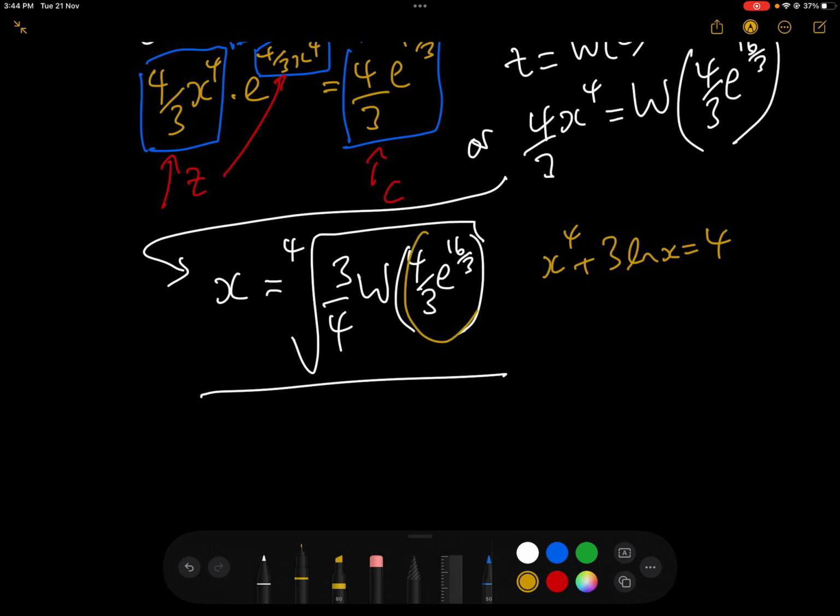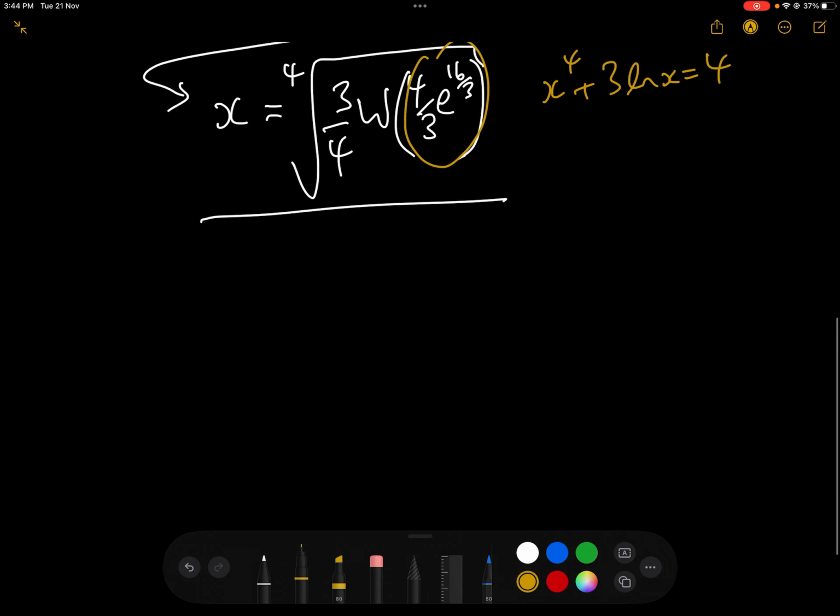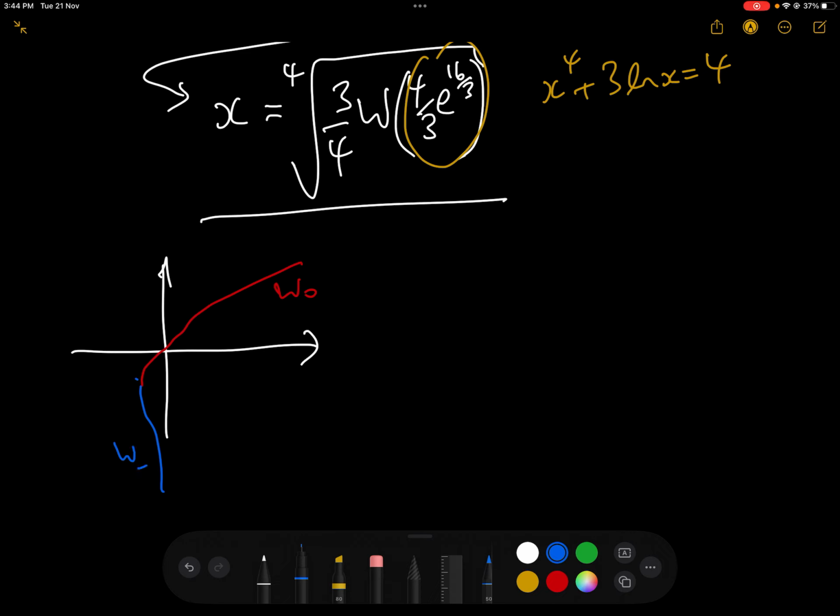Now, it's always a good idea to actually check. As this number here, 4 over 3 e to the 16 over 3, is positive, I'll just draw very briefly the Lambert W function graph again, although we should be pretty used to this by now. That's W0, and here is W minus 1. 4 over 3 e to the 16 over 3 is quite a large number, so it's going to be somewhere over here. So it's clear that there is only going to be one solution, so we only need to find W0.